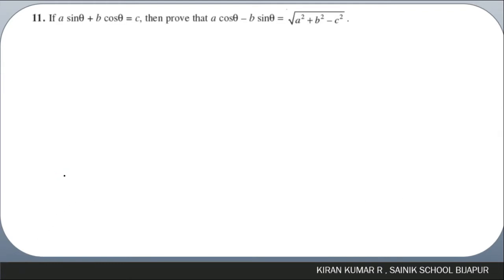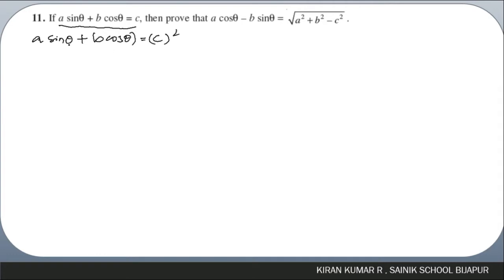Question number 11. If a sine theta plus b cos theta equal to c, then prove that a cos theta minus b sin theta equal to root of a square plus b square minus c square. What comes to your mind by looking at what is to be proved? Here we have a square, b square as well as c square. So we need to square this given thing. So I'll square on both sides of the given. I'll be getting a sin theta plus b cos theta equal to c.